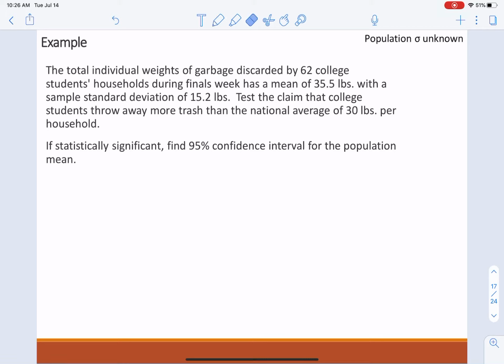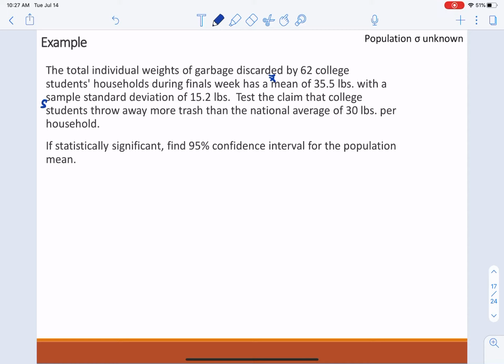Wonderful. So we have an example. The total individual weights of garbage discarded by 62 college students during finals week has a mean of 35.5 pounds with a sample standard deviation. And this is the sample mean, right? With a sample standard deviation, so that's S, of 15.2. Test the claim that college students throw away more trash than the national average of 30 pounds.